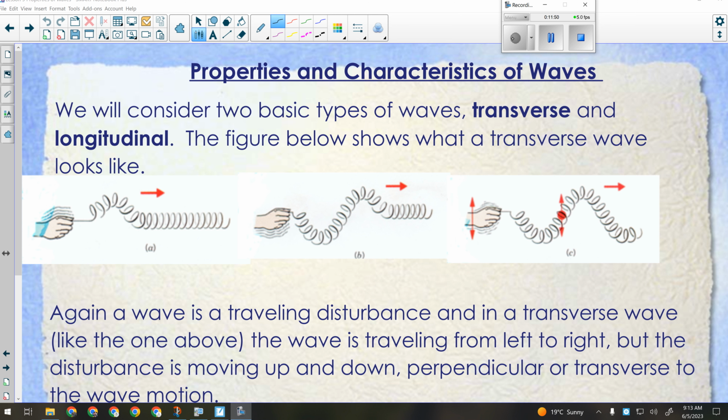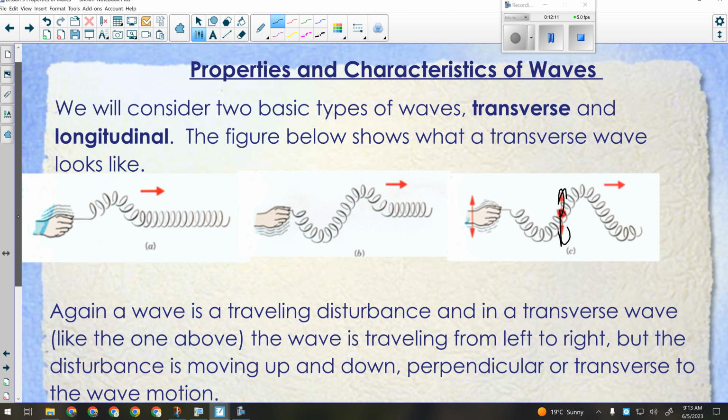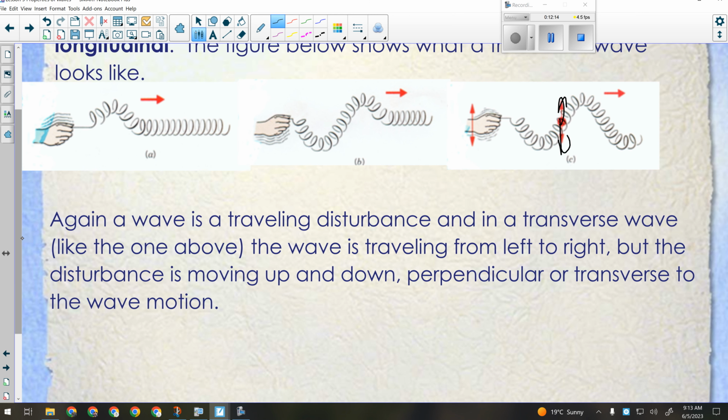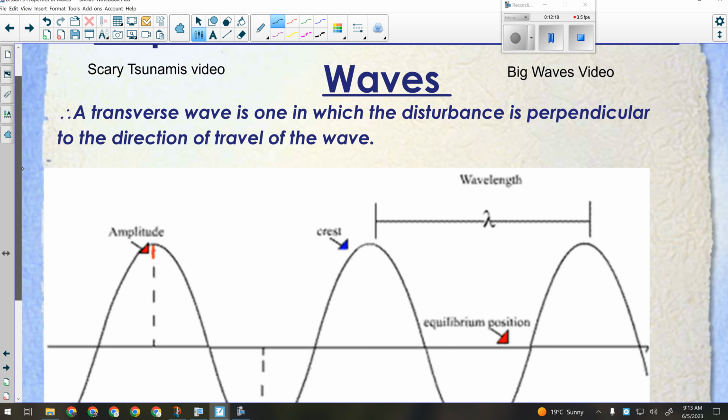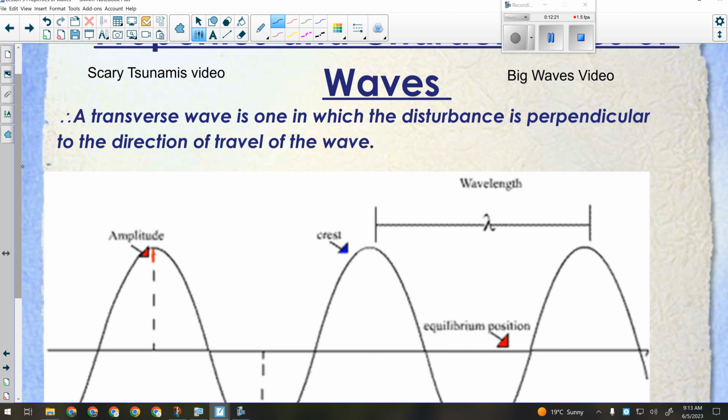Okay, so you can see here, this is the transverse wave. And just as I did with the slinky, it's disturbed up, and then the wave travels to the right, so perpendicular or transverse. And you can see here that the oscillation, if I was to continue to make waves, is up and down, but the direction of travel is left to right. So a transverse wave is one in which the disturbance is perpendicular.